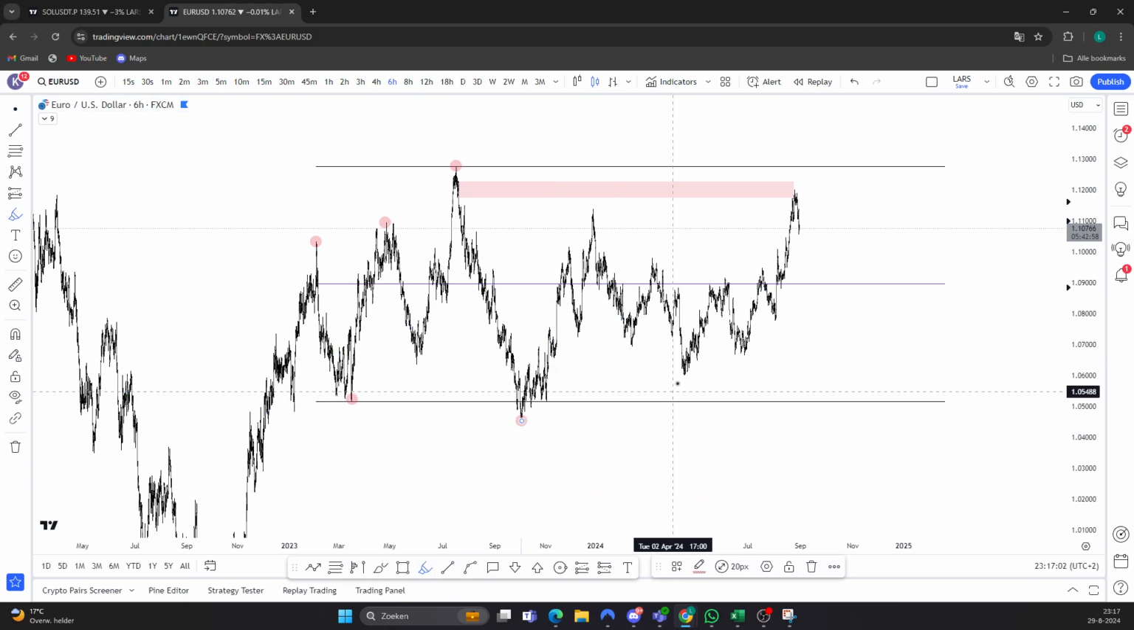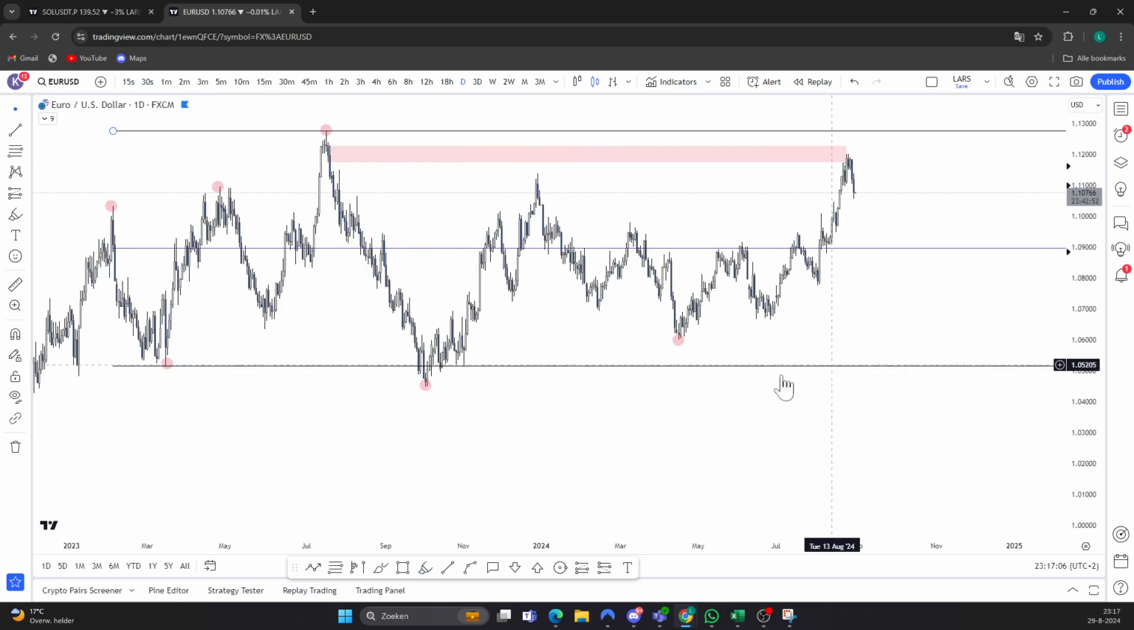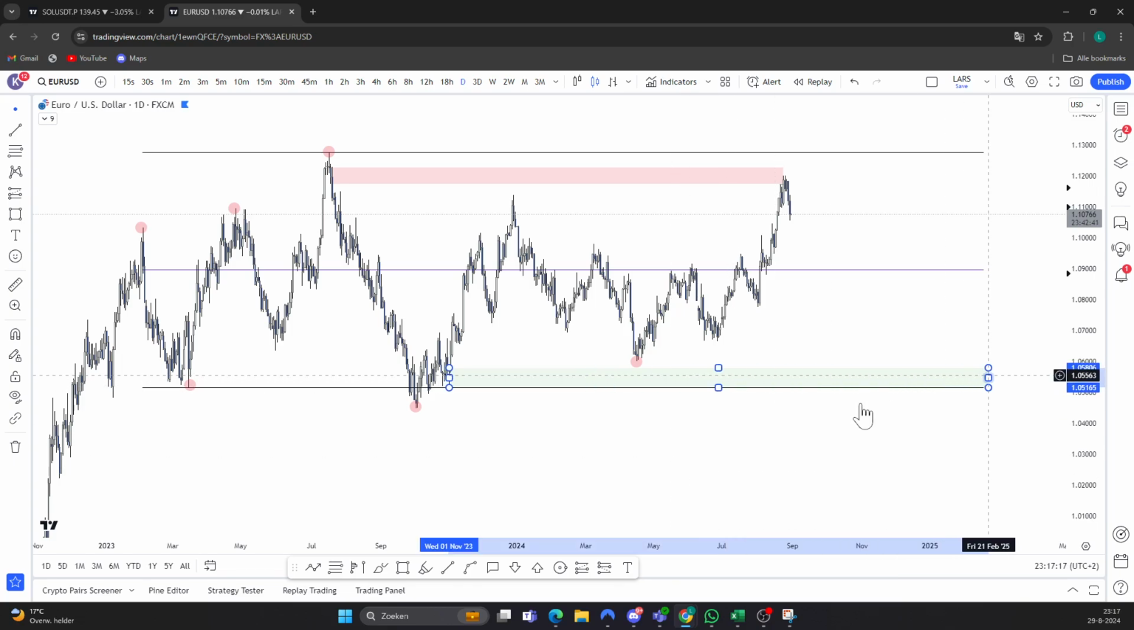And from there, we have kind of been accumulating. So we had a 1, we had a 2, and we had a 3. But technically speaking, it was never a valid accumulation schematic, never a valid TCT Model 2, because this was your extreme demand. It was this daily order block, right? Right here. So it was never valid.